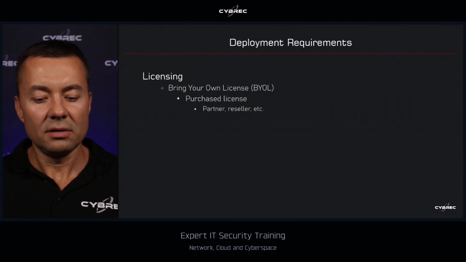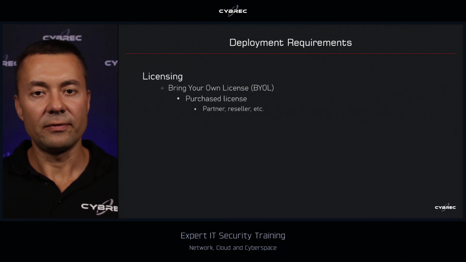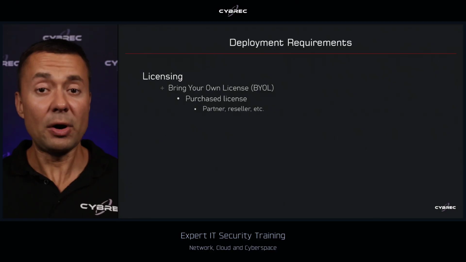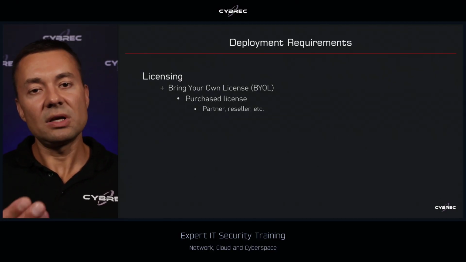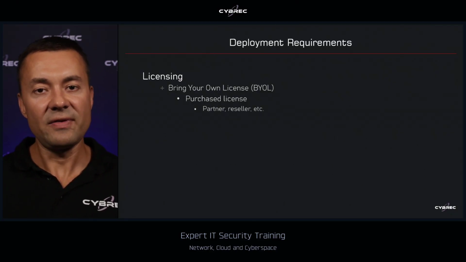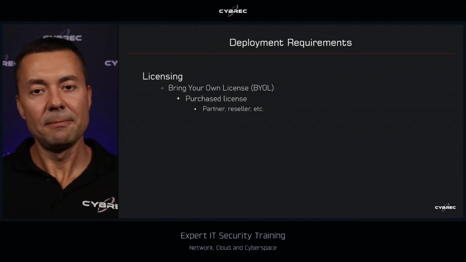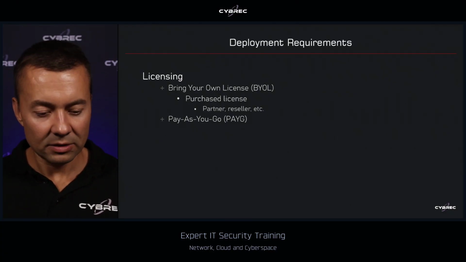Now, the idea here is that with BYOL, we will need to have a license in place, which means that we will have to purchase it from a Palo Alto Networks partner, maybe a reseller. So we've got a license in place and we want to use it for the cloud deployment. In this case, we pay in advance. We purchase a license first and then move on and use this license as we do the deployment.